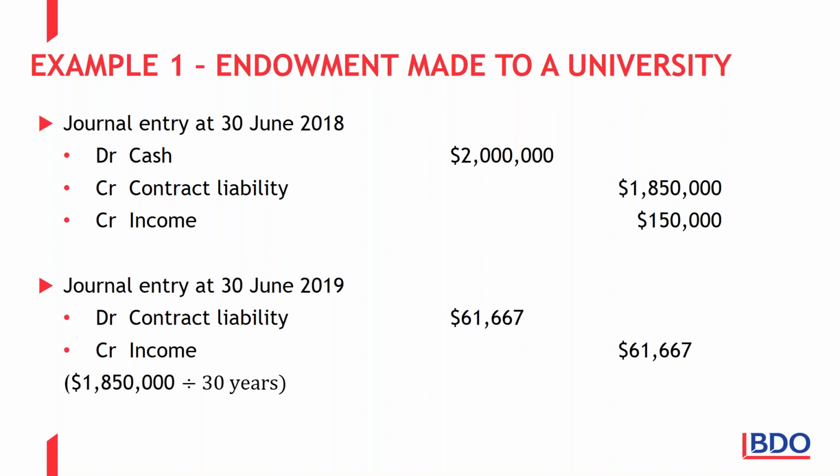So in this situation, because we said we have an enforceable contract, because we said we've got sufficiently specific performance obligations. What is the sufficiently specific performance obligation? It is that we have to provide this accommodation to one student for 30 years, and we can measure progress. We can measure to what extent we've done that. So that's the first example.